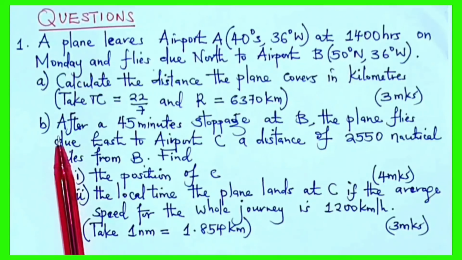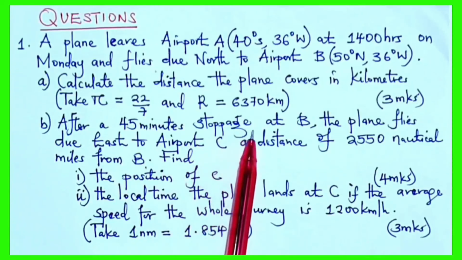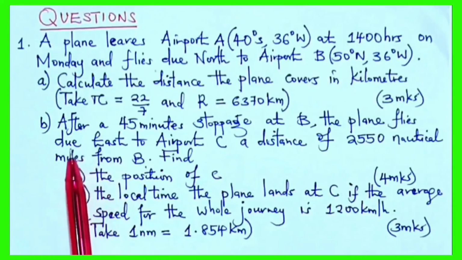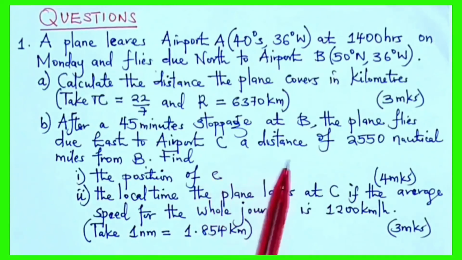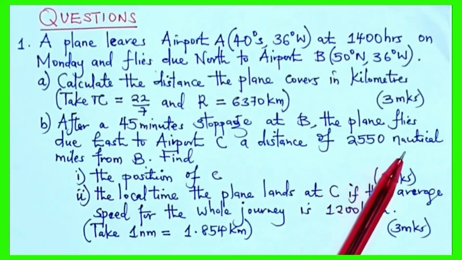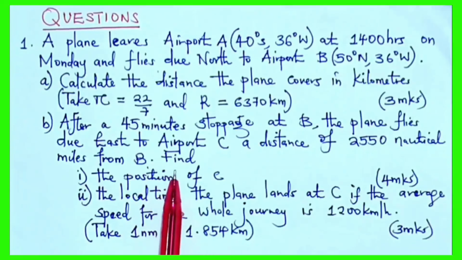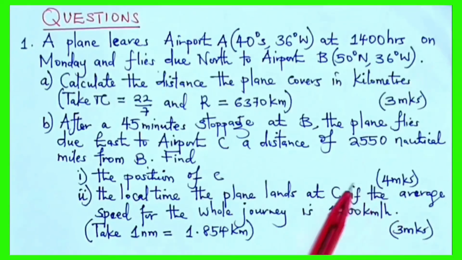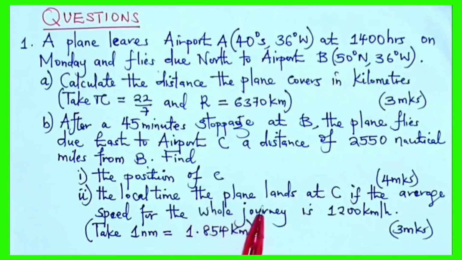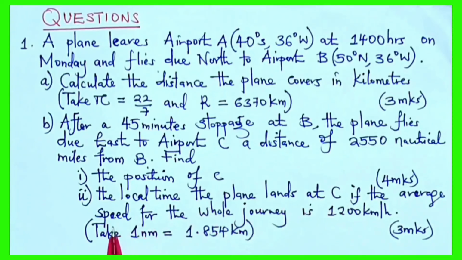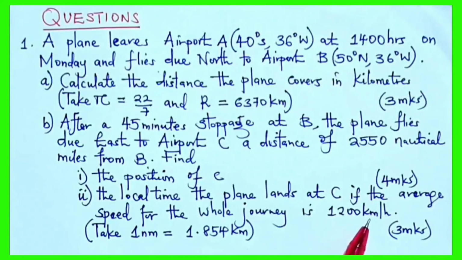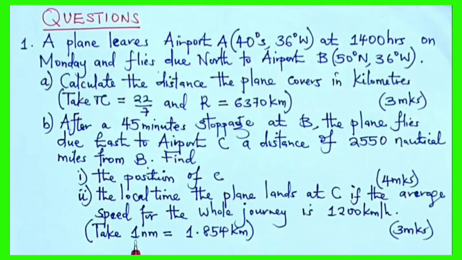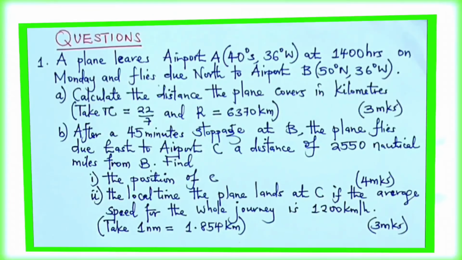Part B of the question. After a 45-minute stoppage at B, the plane flies due east to airport C, a distance of 2,550 nautical miles from B. Find, Roman 1, the position of C. 4 marks. Roman 2, the local time the plane lands at C if the average speed for the whole journey is 1,200 kilometers per hour. 3 marks. And then you're also told to take 1 nautical mile to be equal to 1.854 kilometers.